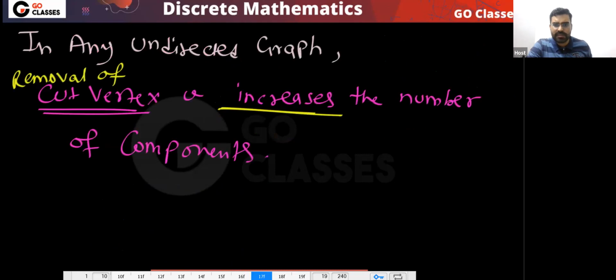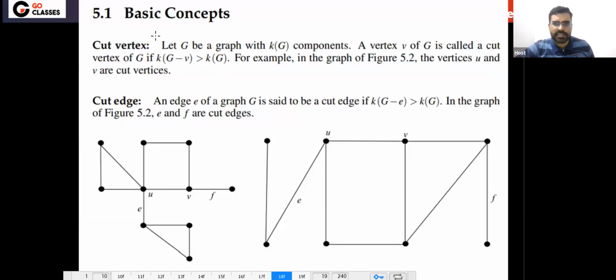So remember the definition. Please understand the definition. What is a cut vertex? A cut vertex is basically a vertex. Let's assume your graph has k components. If your graph has k components, then for a cut vertex, what happens? If you remove this vertex, the number of components will increase.